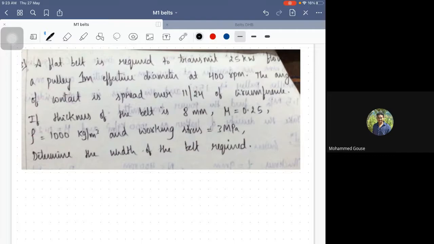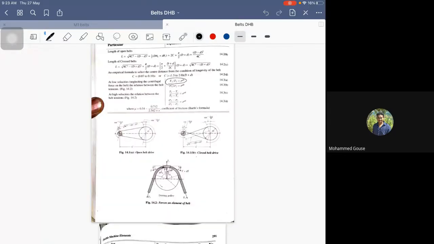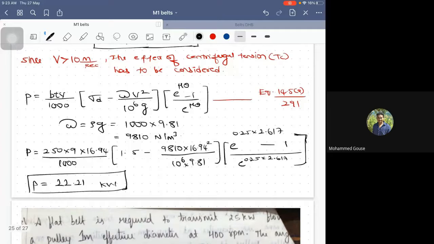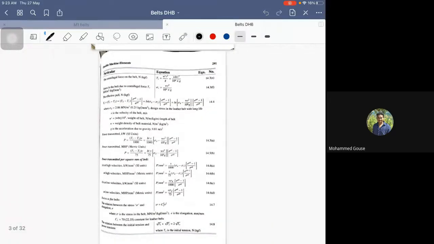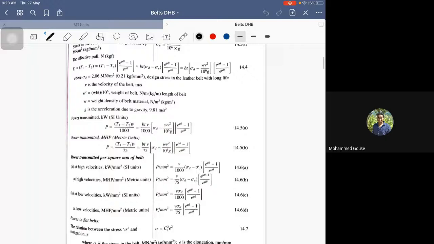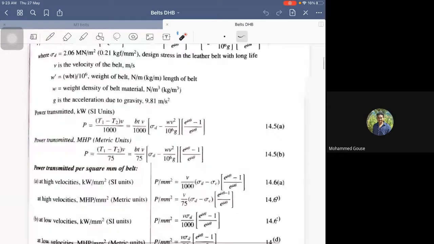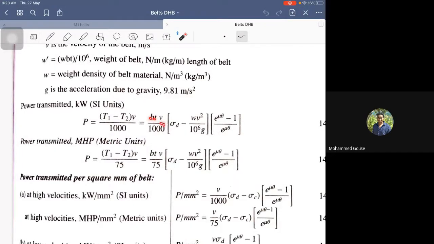Check the data handbook. It would take 1 minute. Where is that formula we took, page 291, 14.5a. So substitute in mm. BTV, that is why you are dividing it by 1000. So you must be in a position to understand the formula from now on. B and T are there, dividing it by 1000 to get kilowatts. No issue, you can substitute in mm only.